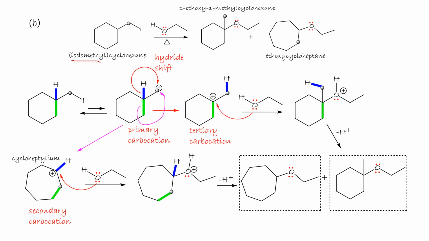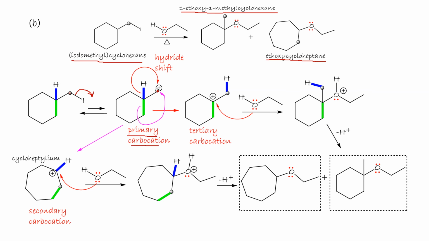Reaction of iodomethyl cyclohexane with ethanol led to the formation of 1-ethoxy-1-methyl cyclohexane and ethoxycycloheptane mixture. This carbon is primary, and the first step will be loss of leaving group leading to the formation of the primary carbocation, right? Primary cation is highly unstable.